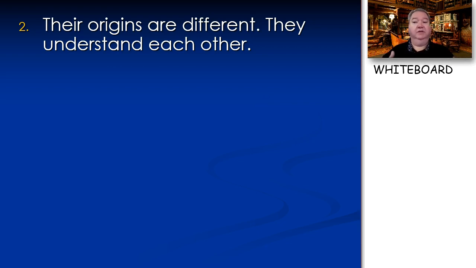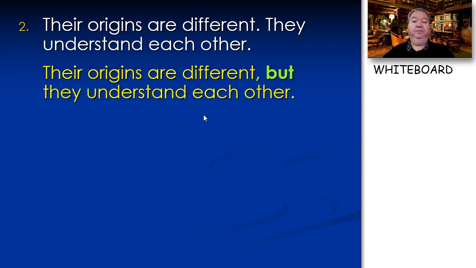Let's also consider so. Their origins are different, so they understand each other. Again, logically that doesn't really fit. Why would they understand each other? Because their origins are different. So that doesn't fit either. So their origins are different, comma, change the period to a comma, add the conjunction but. So even though they're from different places, they understand each other. Their origins are different, but they still understand each other. And we have to change the capital T to a lowercase t.